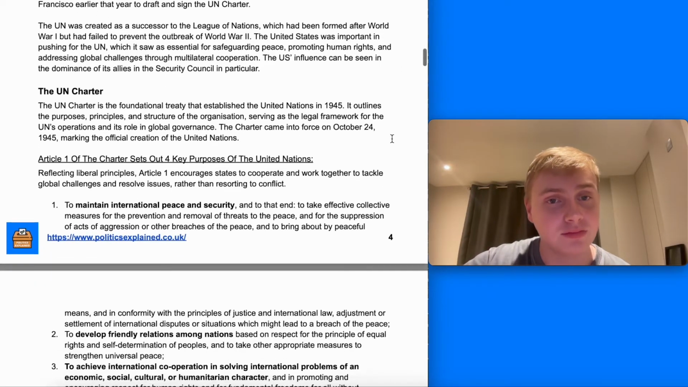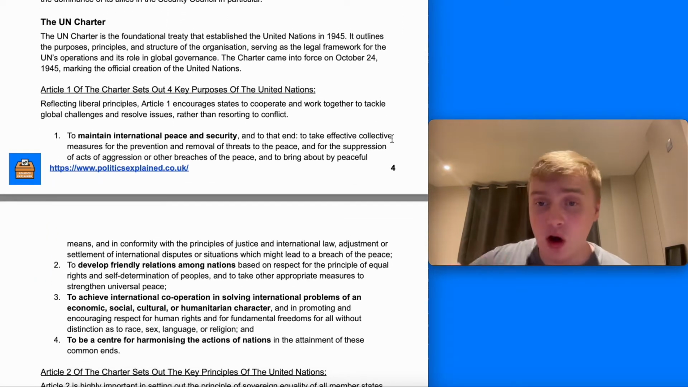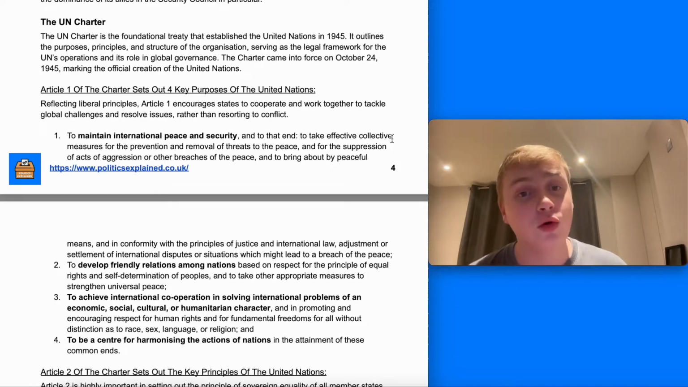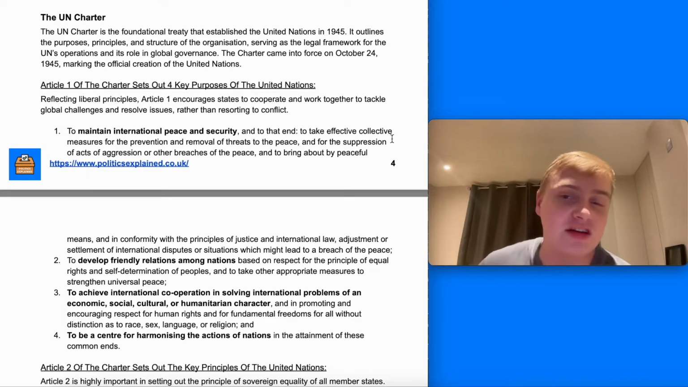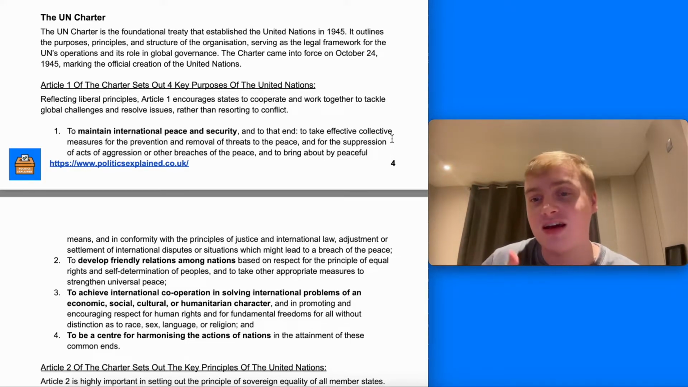The official framework and treaty of the United Nations is the UN Charter, and it outlines the purposes, principles, and structure of the organisation, serving as the legal framework for the UN's operations and its role in global governance. You don't need to know it in loads and loads of detail. It's just really useful to go through some of its key articles because they really teach us about what the role of the UN is supposed to be.